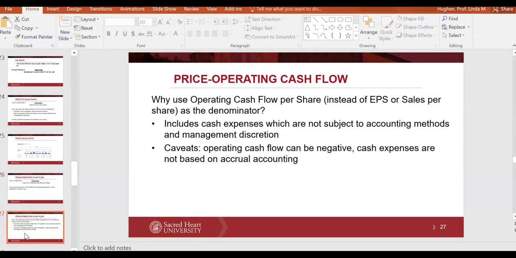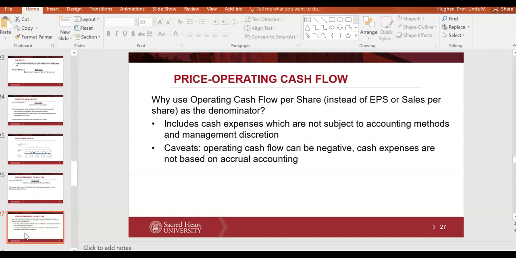Why use operating cash flow per share instead of the two metrics we just looked at, price to earnings and price to sales? It includes cash expenses. Remember, those were not included in the last metric we used, price to sales. Cash expenses are not subject to accrual accounting, but the downside to that is, well, one, operating cash flow can be negative where sales can't be.